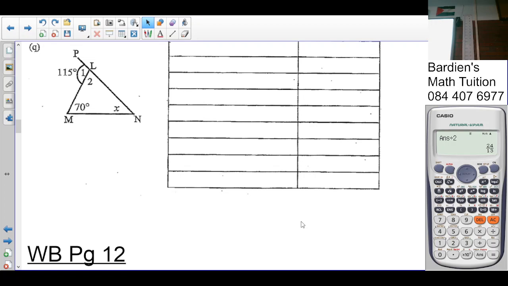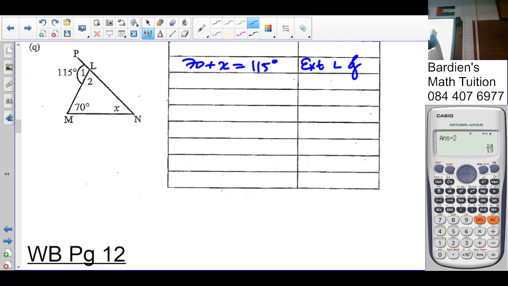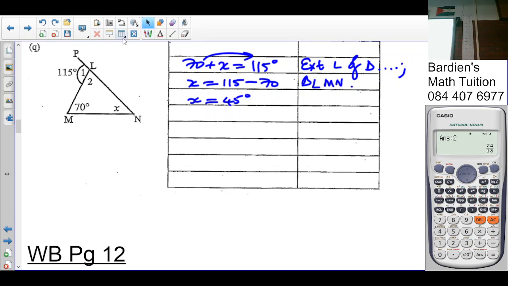But anyway, how are we going to calculate x here? 70 plus x is equal to 115. Why? Exterior angle of a triangle equals the sum of the two interior opposite angles, and it's triangle LMN. What do I say here? X is equal to 115 minus 70, which is 45. Okay. You guys got it?